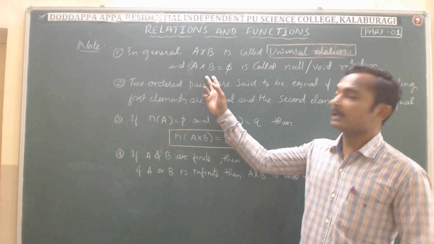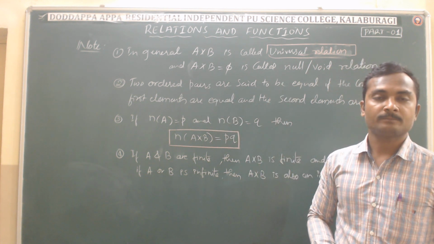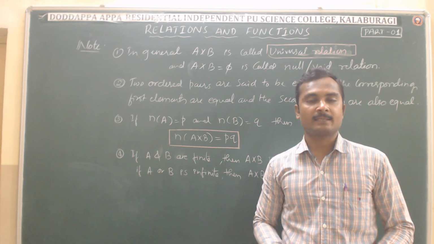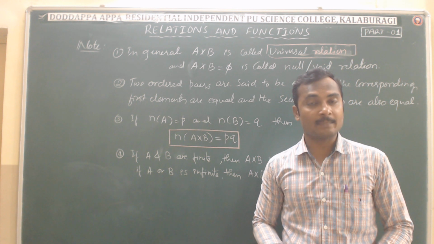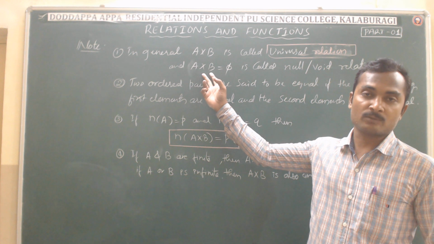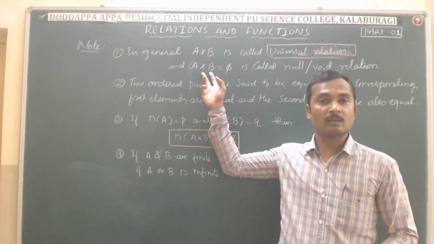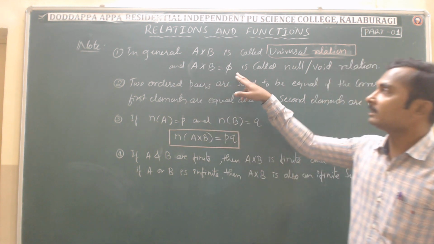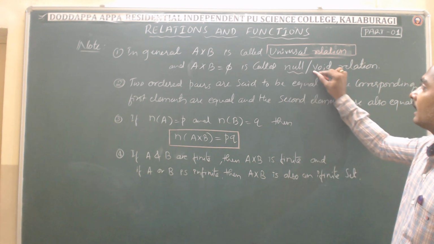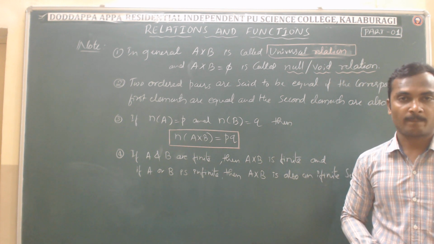Similarly, if A cross B is found to be a null set, empty set or void set, I can say that either A is an empty set or B is an empty set, because there is no possibility of relating any elements when one of the sets is empty. If one of the sets is empty, the Cartesian product is also an empty set. A cross B equals the empty set is called the void relation or null relation. Next point.